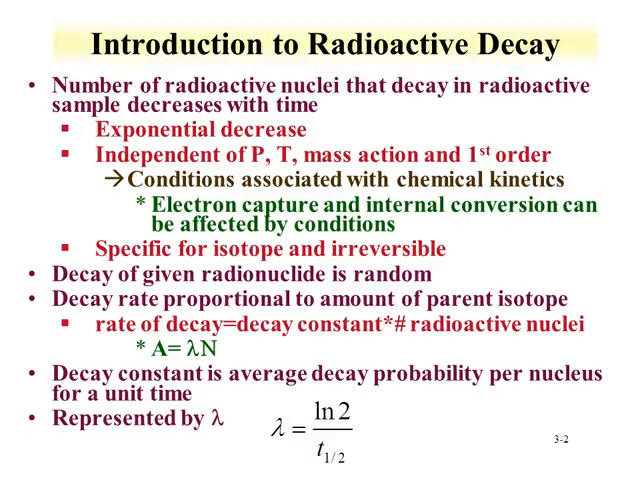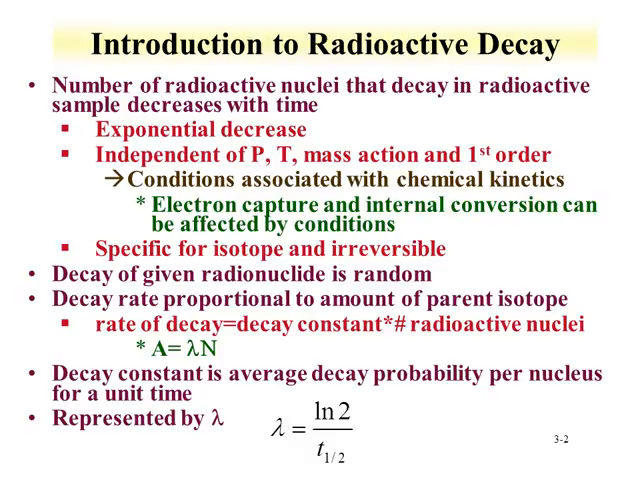Radioactive decay obeys a few simple rules. The number of radioactive nuclei that decay in a radioactive sample decreases with time. This decrease is exponential, as we showed on the previous slide. And unlike chemical reactions, this rate of decrease is independent of pressure, temperature, and mass action, and it follows first-order kinetics, so it's actually fairly easy to model and understand.